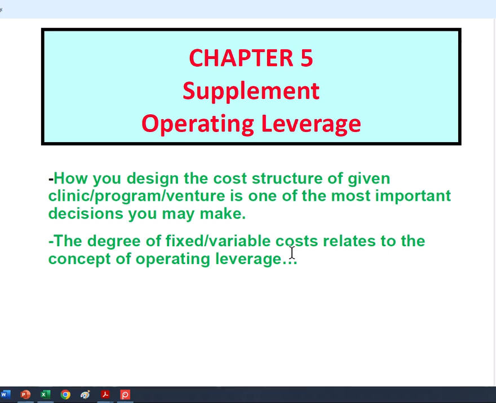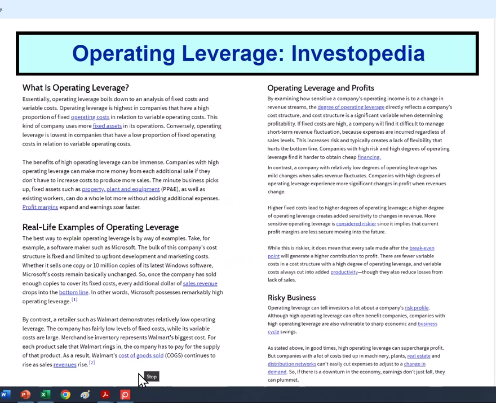So this degree of fixed and variable costs all relates to this concept of operating leverage. What is it? It's analysis of fixed and variable costs. The key thing is companies that have a high proportion of fixed operating costs are said to have leverage, having a high proportion of fixed costs related to variable costs.